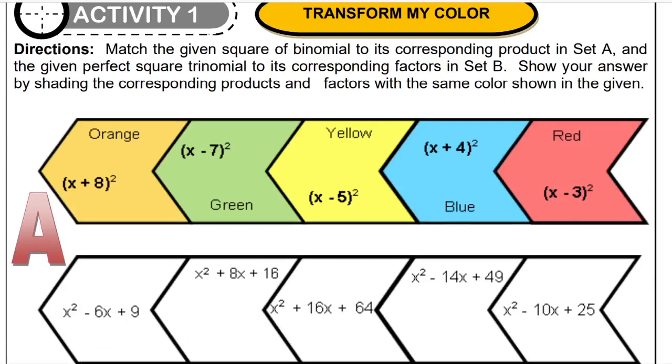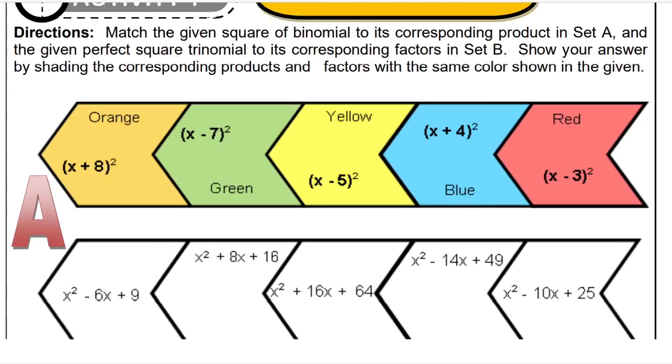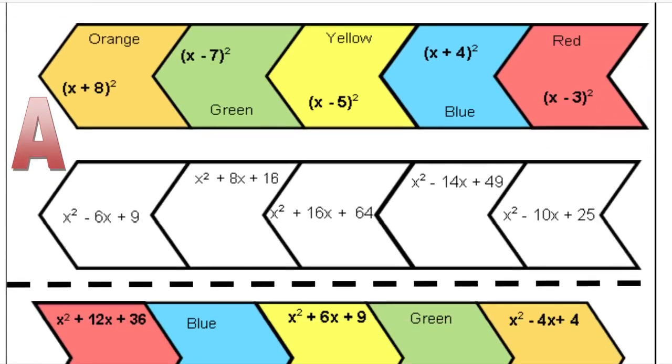Your activity 1 here is Transform My Color. Match the given square of binomial to its corresponding product in set A, and the given perfect square trinomial to its corresponding factors in set B. Show your answer by shading the corresponding products and factors with the same color shown in the given. So you have to use crayons here.